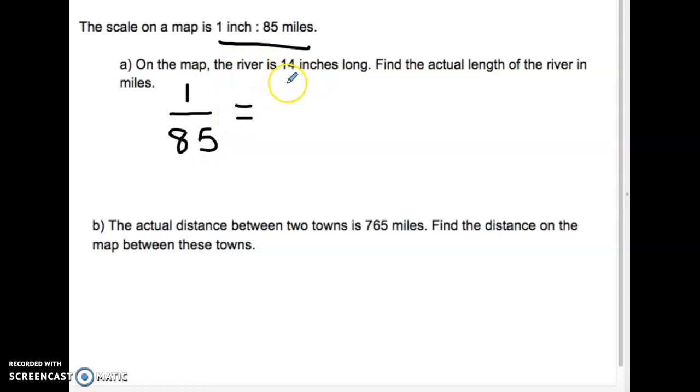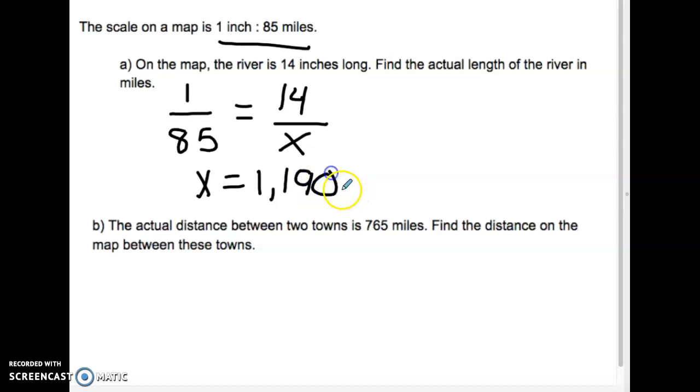On the map, the river is 14 inches long. So on the map goes on top, also inches to inches. We're looking for the actual. Cross multiply, 1 times x is x. 85 times 14 is 1,190 miles. Okay. And part B, the actual distance between two towns is 765 miles.